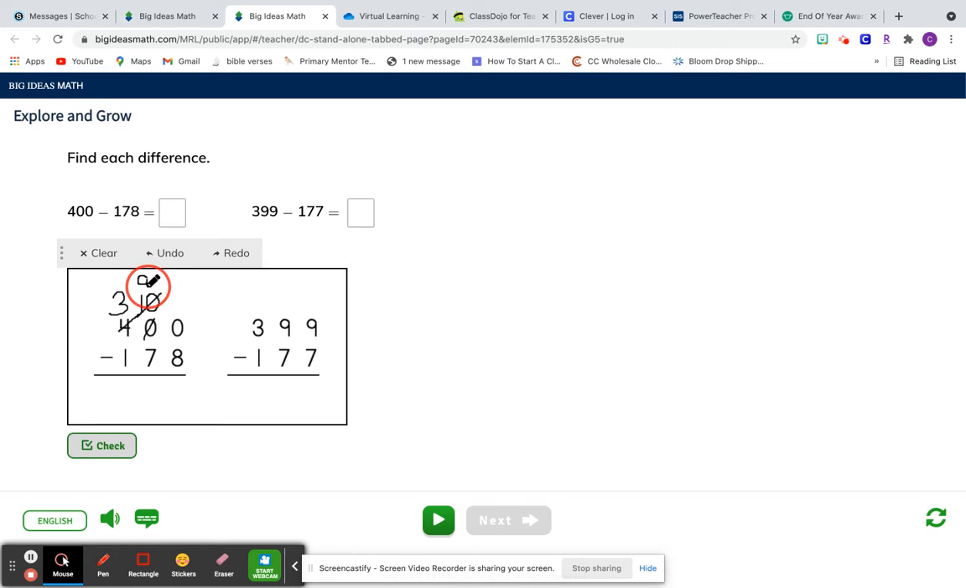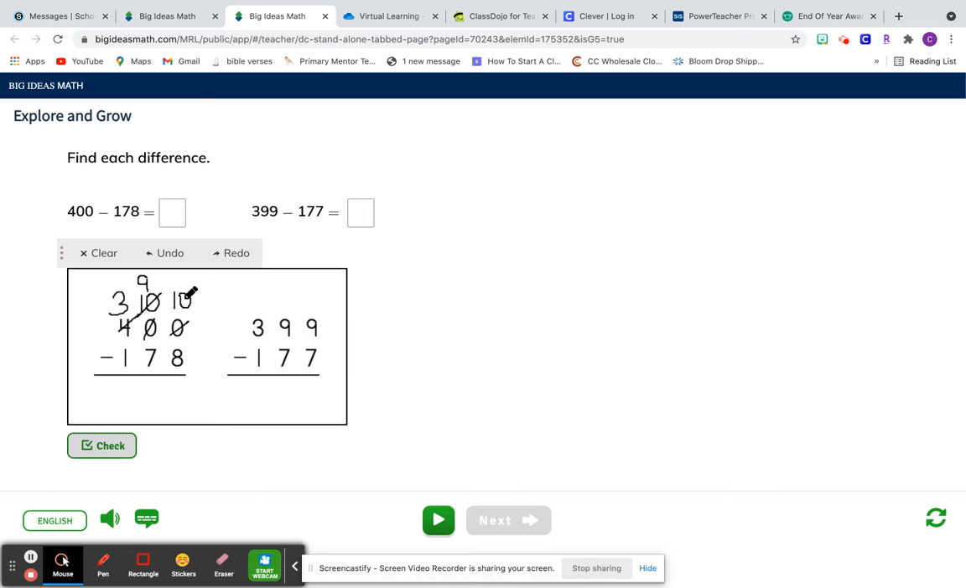borrow one of the tens. So we have 9 tens left. And now we have 10 ones. So if we were doing this with place value blocks, this would be the same amount. 3 hundreds, 9 tens, and 10 ones would still be the same as 400. We just kind of shifted everything over so that we have some ones to subtract.